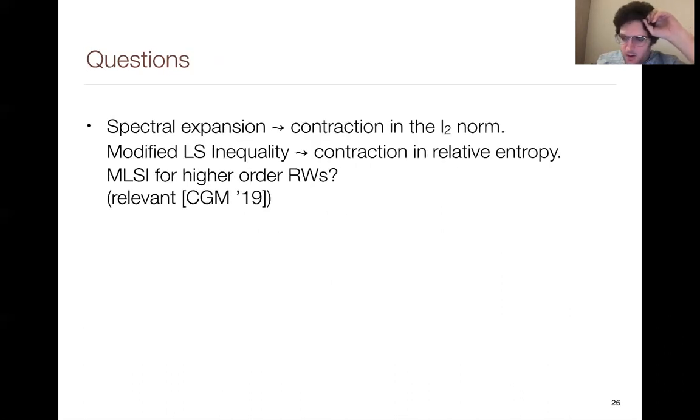Okay, here are some questions that I think it would be nice to answer. The spectral expansion, the second singular value, quantifies the contraction in the L2 norm, and the modified log-Sobolev inequality quantifies contraction in relative entropy. Can we get modified log-Sobolev inequalities for higher order random walks? This was recently done for matroid complexes by Cryan, Guo, and Mousa. It would be nice to do it for arbitrary simplicial complexes, arbitrary high-dimensional expanders.